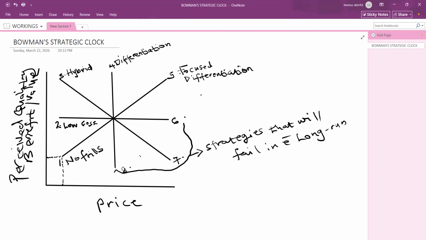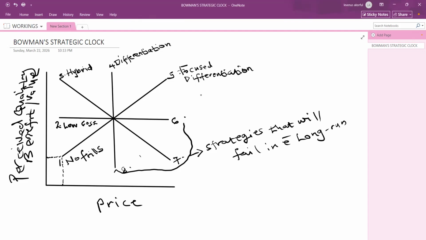So no frills. That means that your combination is that you are going to produce a below average quality product, and then you sell it at what? A below average price. You notice that for the price too, this is the average price. So anything below here is a below average price. Good. So they are producing a below average product and selling at a below average price.